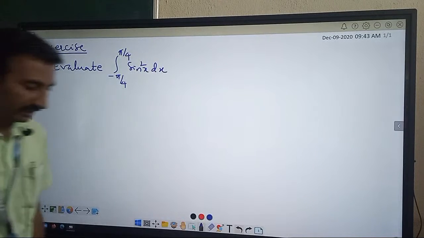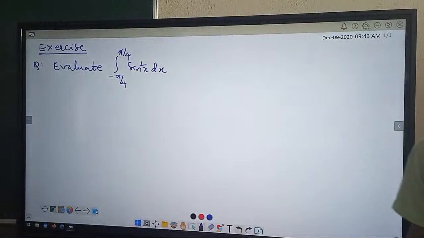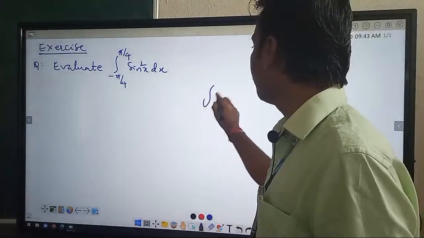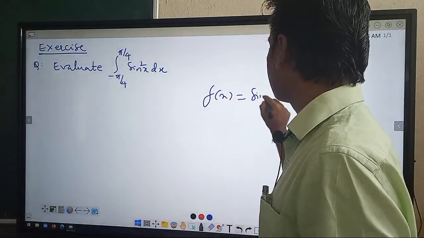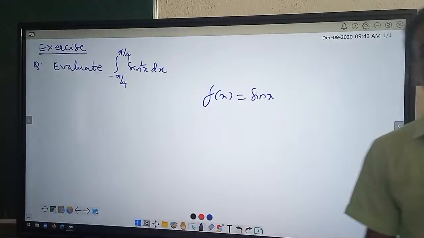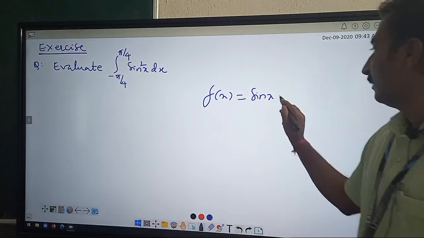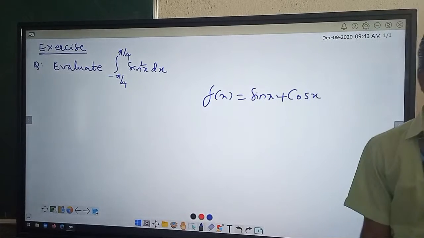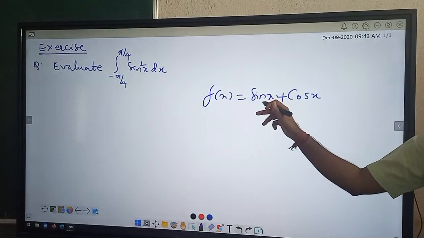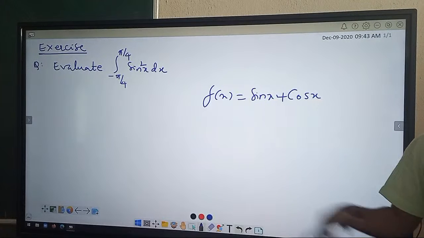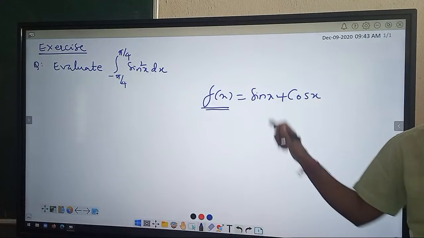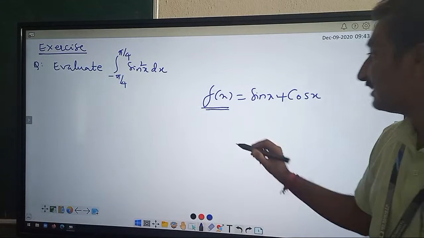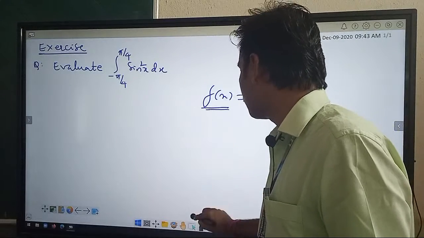One thing I want to make clear, a very important thing about even and odd functions. I told you, suppose f of x equal to sin x, then it is an odd function. Correct? And cos x, you know, is an even function. If I add even and odd both, the first function is odd, the second one is even. Total f of x is neither even nor odd. But sometimes it is different. Look at this.